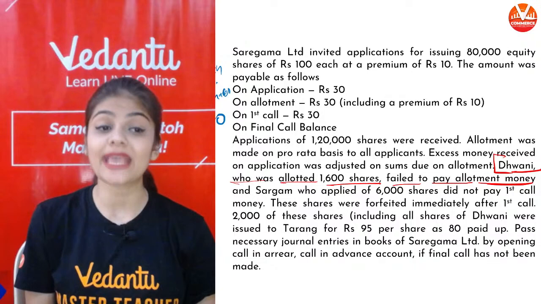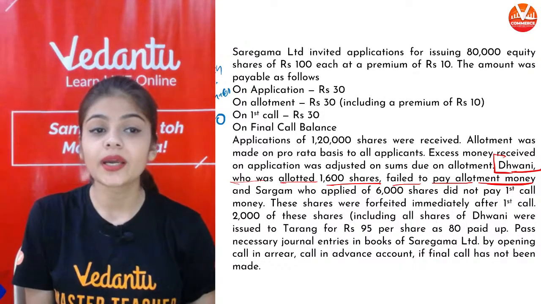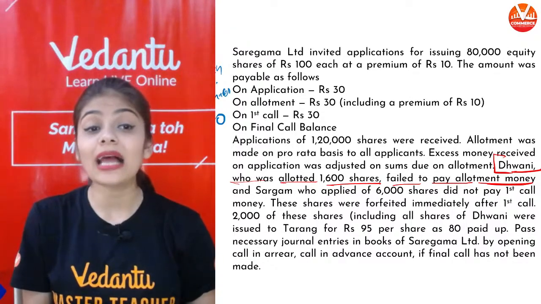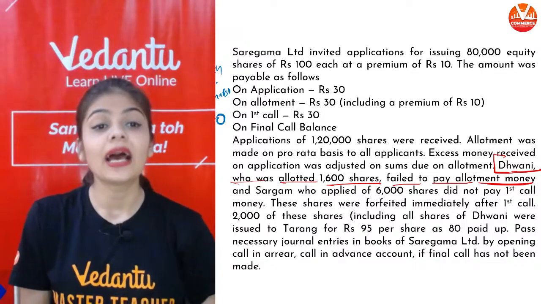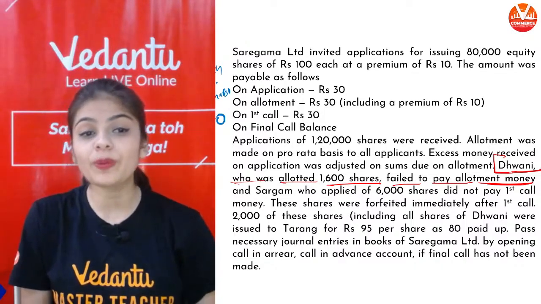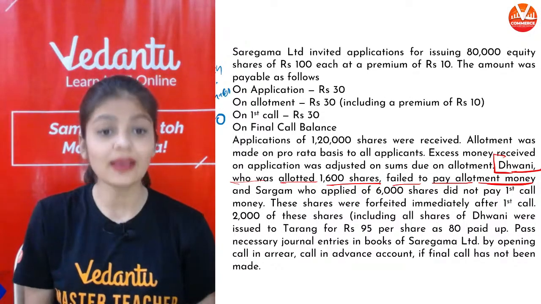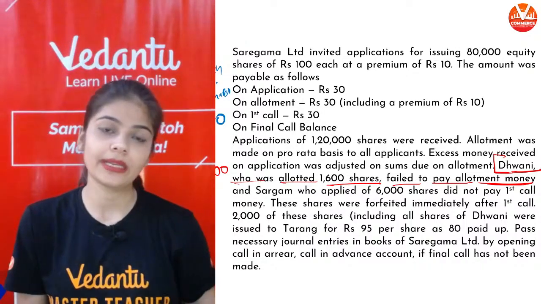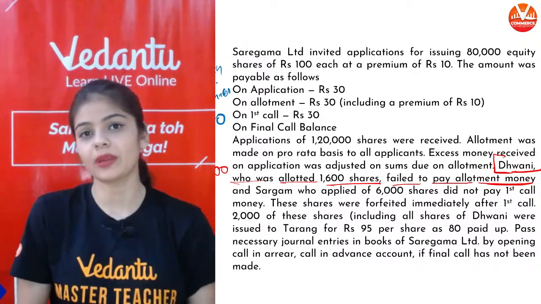Now we will do the second step. Second step is to find out the amount due on allotment. How much amount is due on allotment? On his allotted 1600 shares, allotment of 30 rupees is due. So 1600 multiplied by 30, 48,000 rupees are due on allotment. It means we have to take 48,000 from him at the time of allotment.